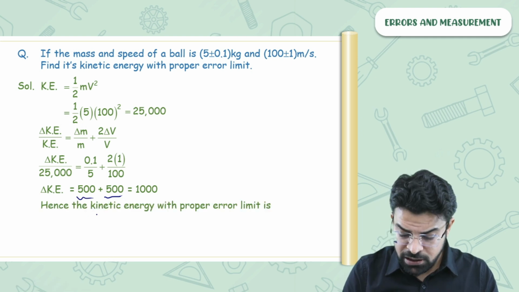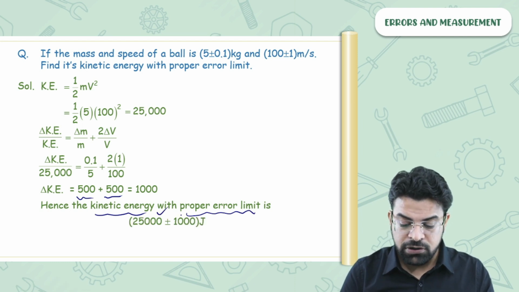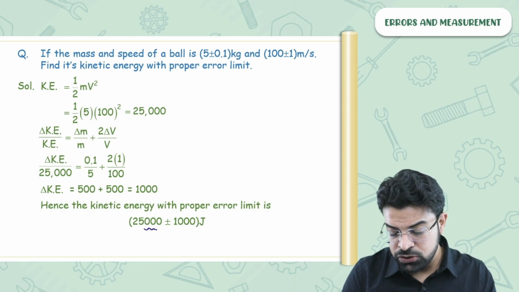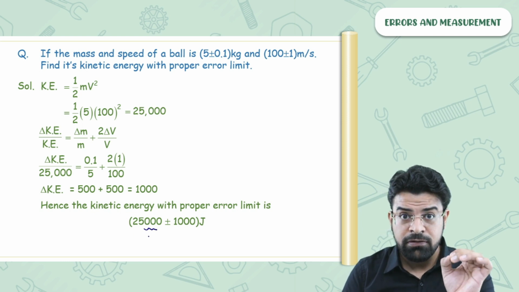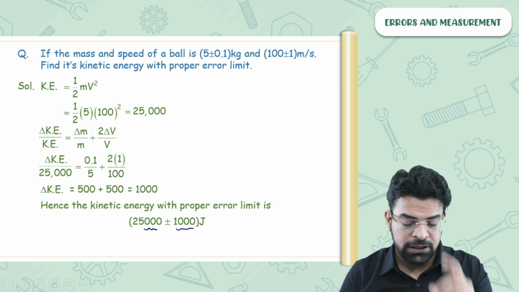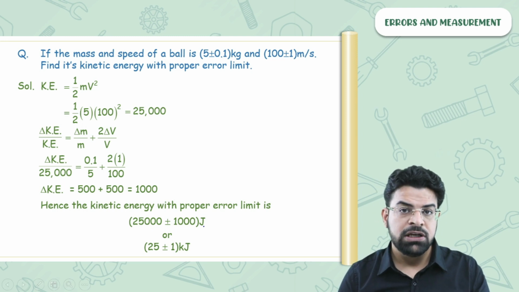So we can report the kinetic energy with proper error limit as 25,000 ± 1000 joule. So 25,000 joule can be thought of as 25 kilojoule. 1000 joule can be thought of as 1 kilojoule. So you can report the answer as 25 ± 1 kilojoule.